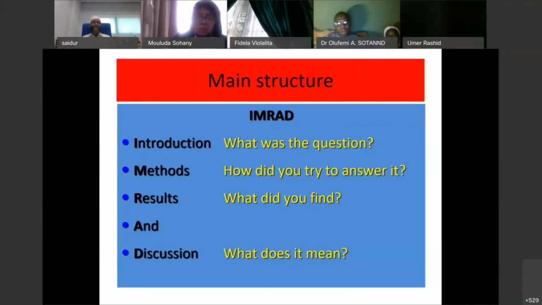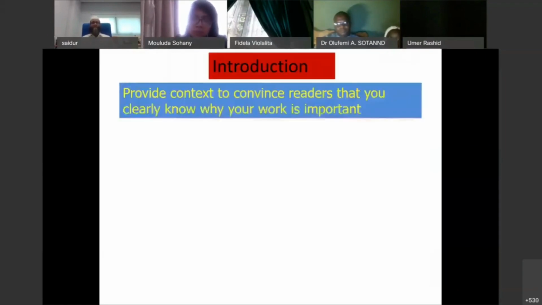Probably you can remember it, remind yourself. I stands for introduction, M stands for methods, R stands for results, A stands for and. I'm not going to talk much about this; it's just for your information. Now I'm moving to the second important element, the introduction.